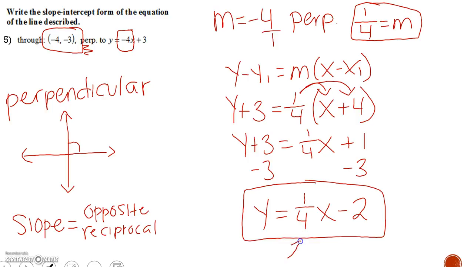Again, when we look at that slope, just to do a quick check, we see that it is opposite of -4 and it is reciprocal of -4. So that's just a quick check to make sure that our equation is on the right track. All right, so remember, anytime a line is parallel, that means that the lines never cross and they have the same exact slope. And anytime the lines are perpendicular, that means they're going to cross. They create a 90-degree angle, and the slopes are opposite and reciprocal.